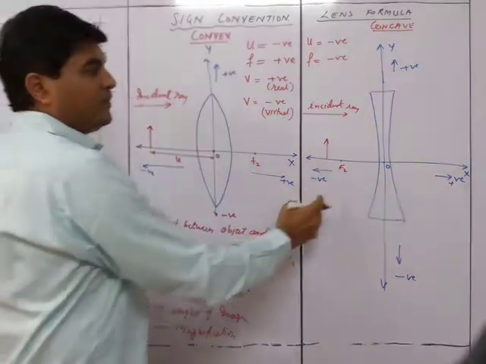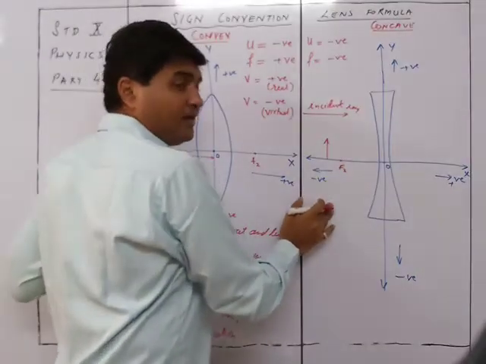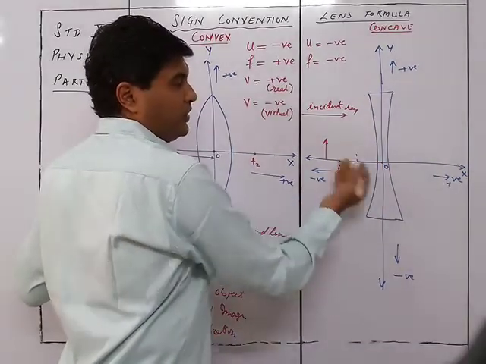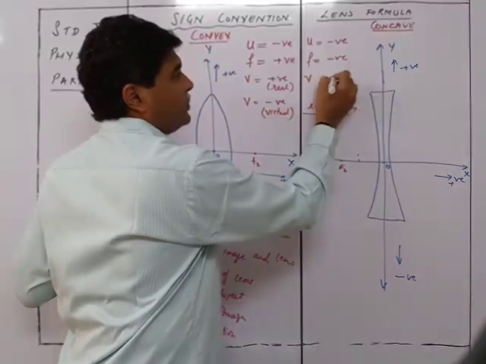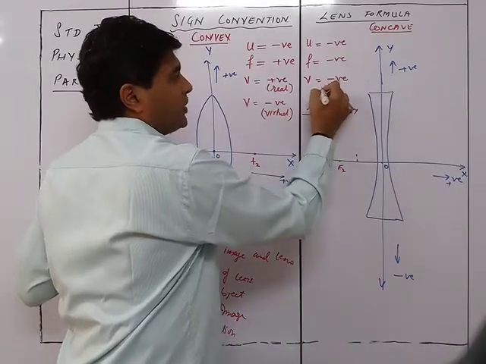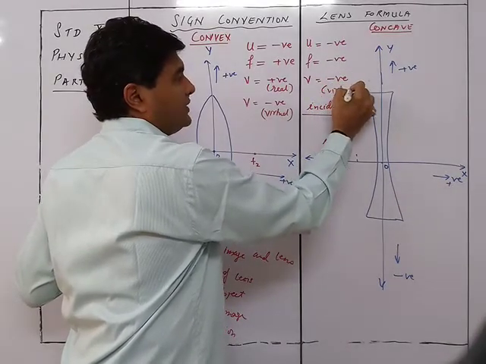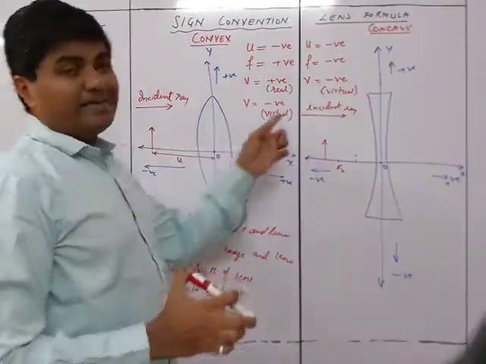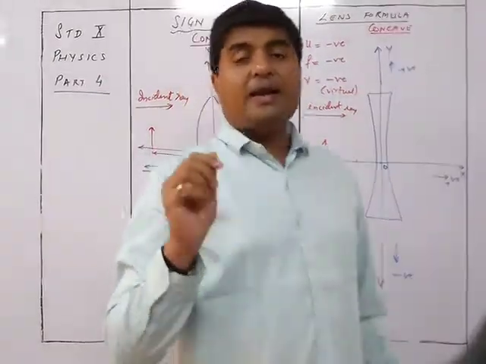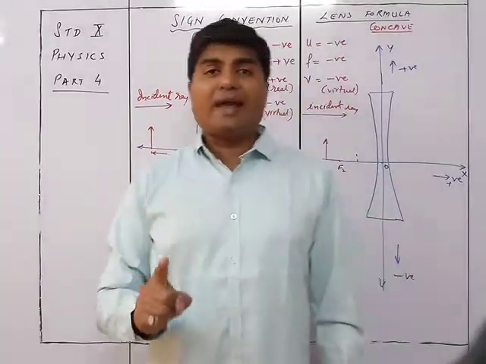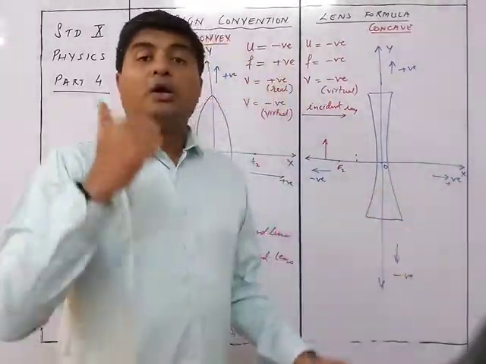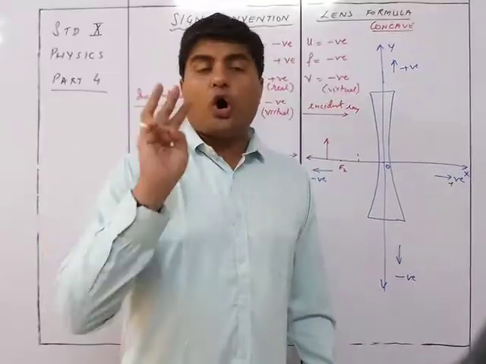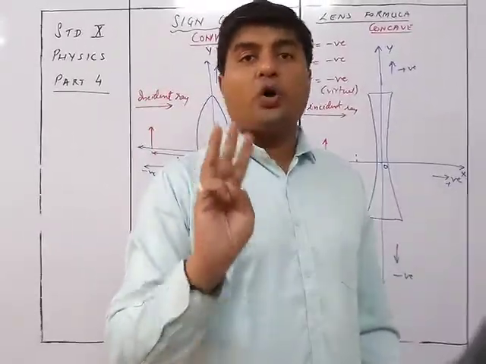Whereas we already know that for a concave lens, always the image will be over here, dotted, where the rays appear to meet. So it will always be negative. So V is also negative. Because every time it is virtual only, that is the reason it will always be given as negative. So we see that in case of a concave lens, U, F and V will always be negative. All these three values will always be negative.